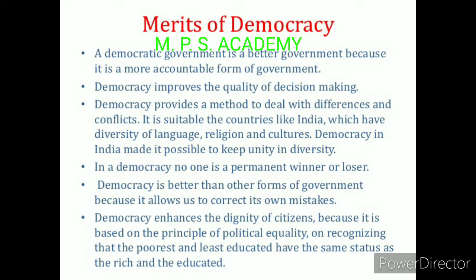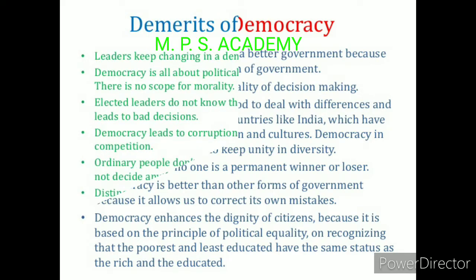Democracy enhances the dignity of citizens because it is based on the principle of political equality, on recognizing that the poorest and least educated have the same status as the rich and the educated. Means everyone has the same equal right.